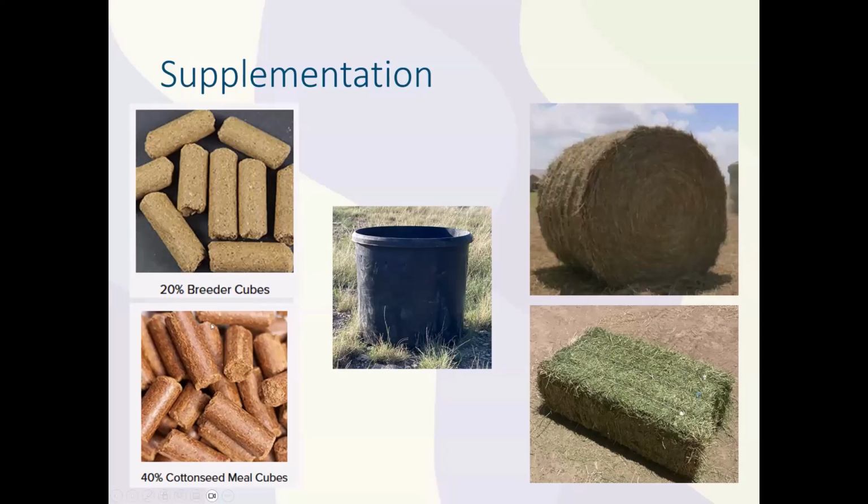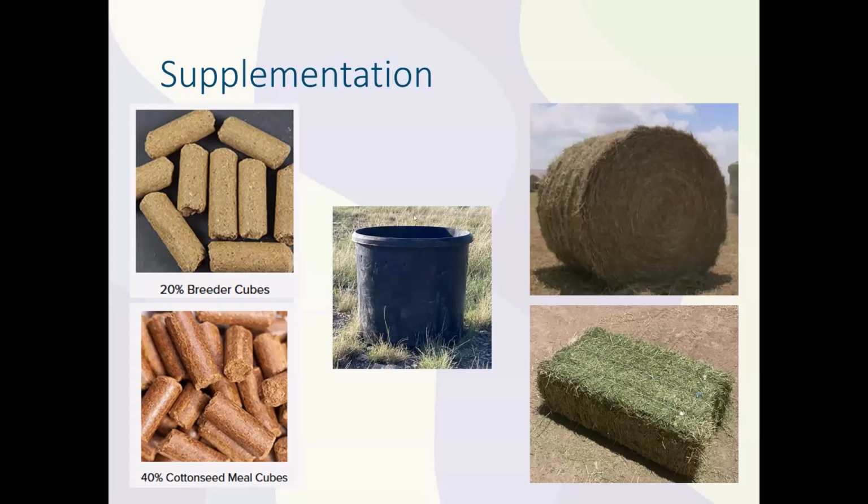For a couple of bucks more by the bag, you can usually get a cottonseed cube, which is usually a 39 or 40% cube. And that gives you a lot more bang for your buck as far as what those animals need this time of year.